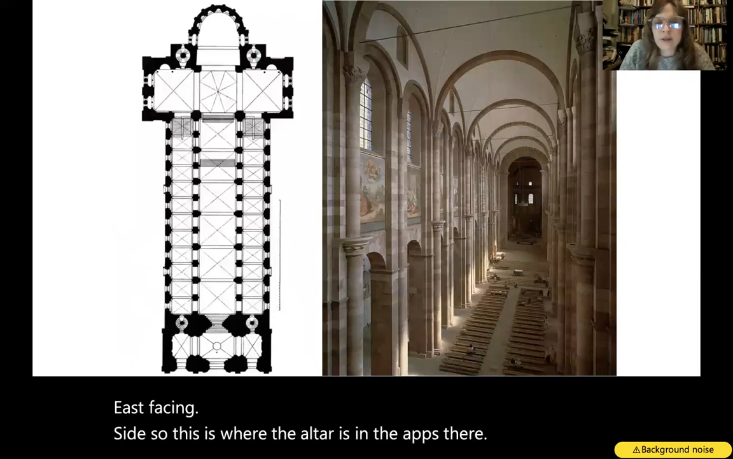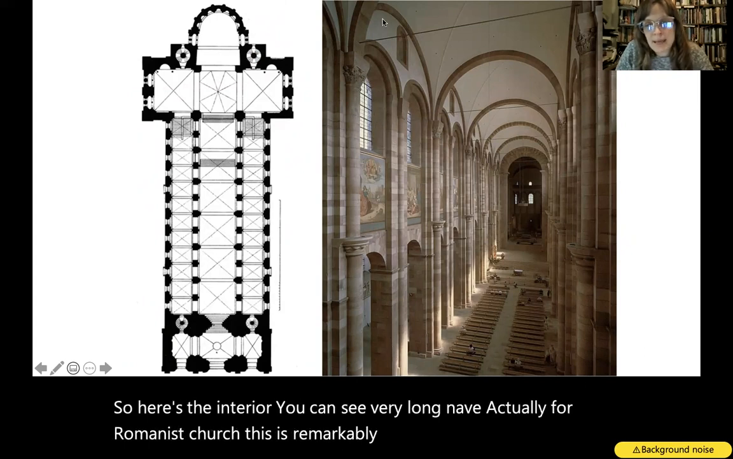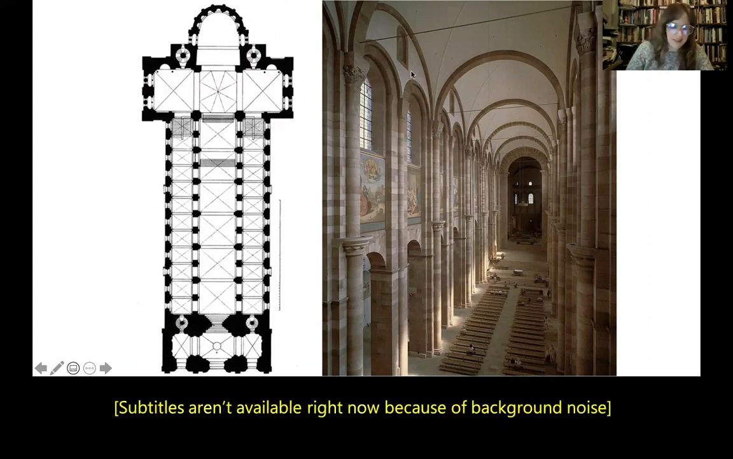Here's the interior. You can see a very long nave. Actually, for a Romanesque church, this is remarkably light because it had this very ambitious height. These groin vaults, and I'll have a visual for this in a second, a groin vault is basically where you take two barrel vaults and jam them together, so you have this intersection.